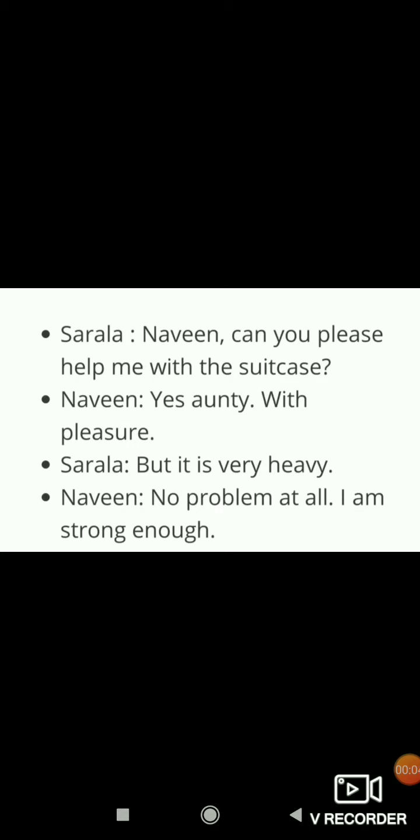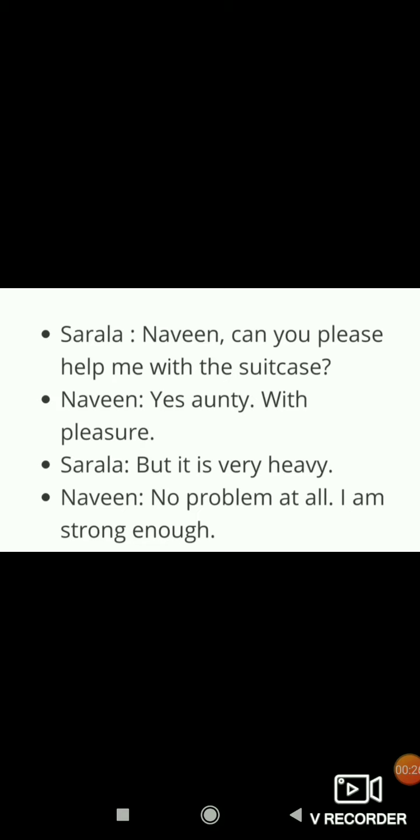Sarla and Naveen. Sarla: Naveen, can you please help me with the suitcase? Naveen: Yes, aunt. Yes, auntie, with pleasure. Sarla: But it is very heavy. Naveen: No problem at all. I'm strong enough.